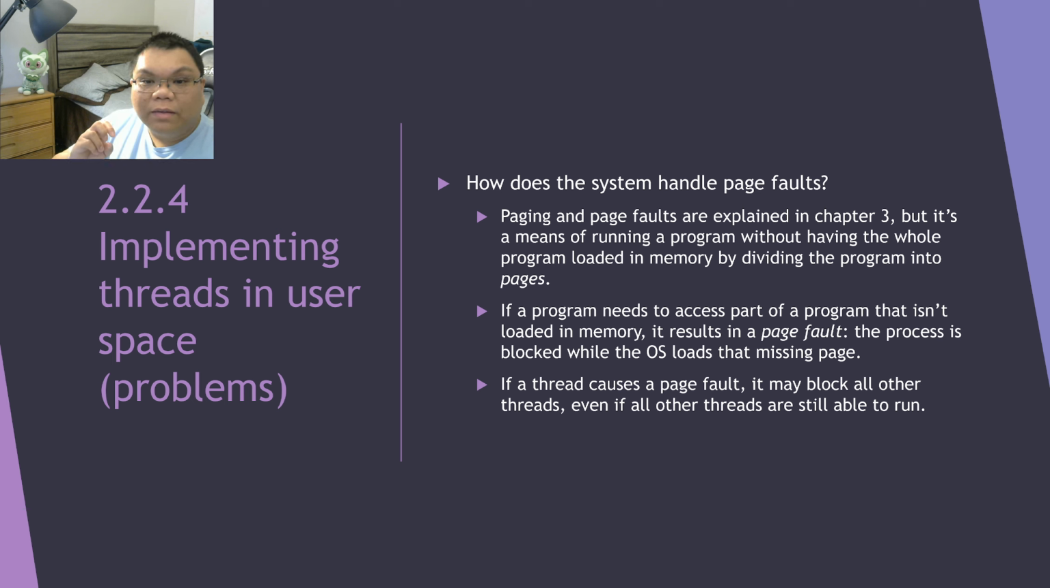The problem with paging is this. If we don't have a page that we need and we try to access it, it results in what's called a page fault. This blocks the process, and then the OS must fetch the page from something like secondary storage and then load that into memory. If a thread causes a page fault, it might block all other threads, even though those other threads might still be able to run. So here's an analogy about that.